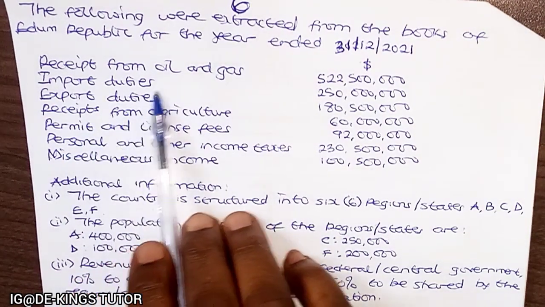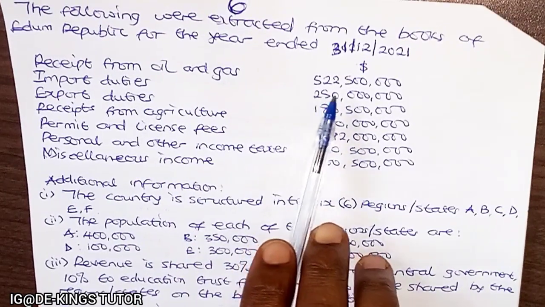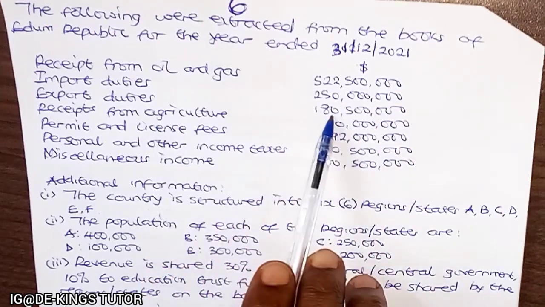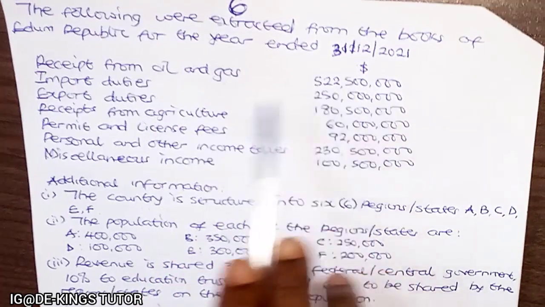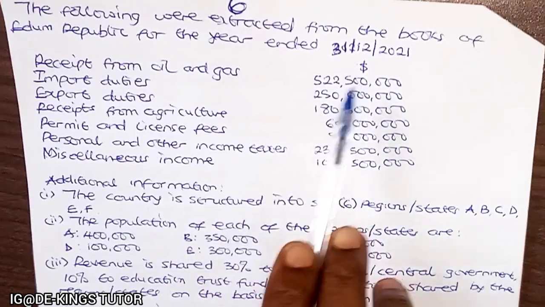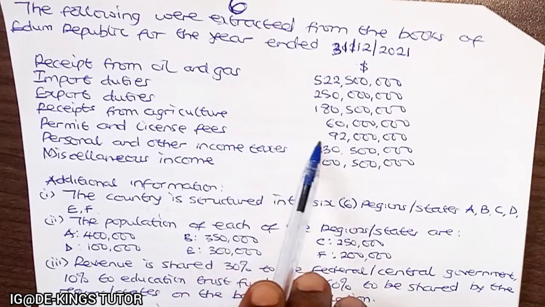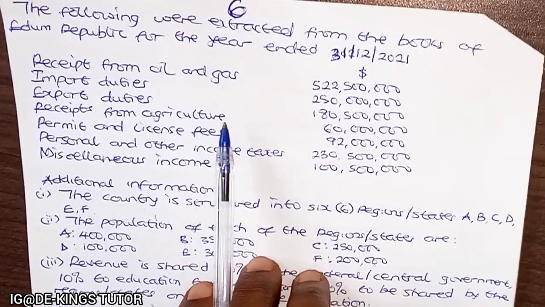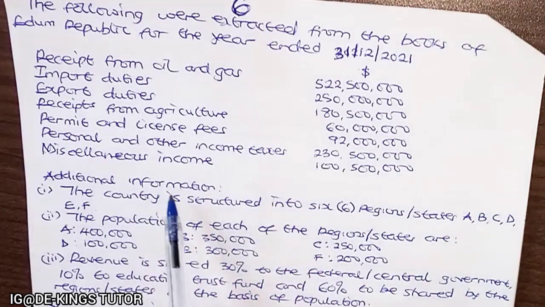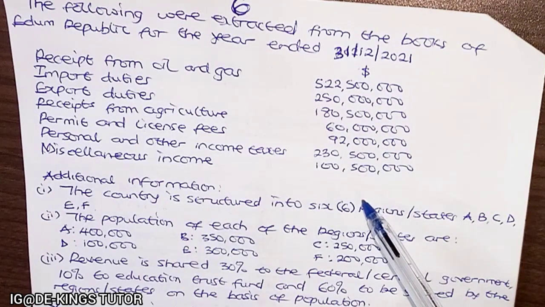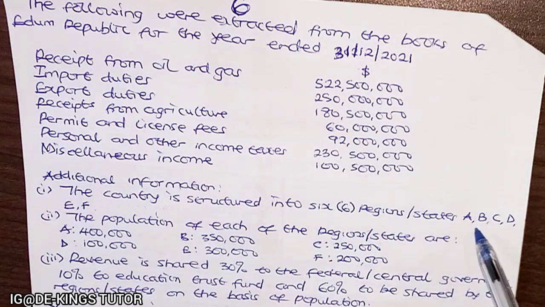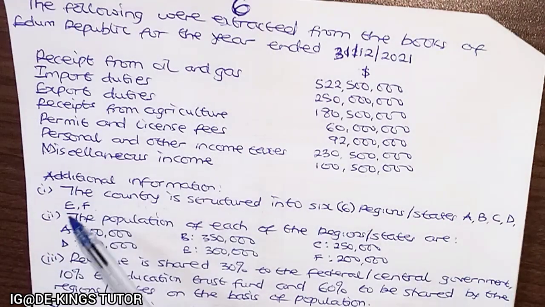We have received from oil and gas $522,500,000. Import duties $250 million. Export duties $118,500,000. Received from agriculture $60 million. Permit and license fees $92 million. Personal and other income taxes $230,500,000. Miscellaneous income $100,500,000. Additional information: the country is structured into 6 regions/states, which are A, B, C, D, E, and F.